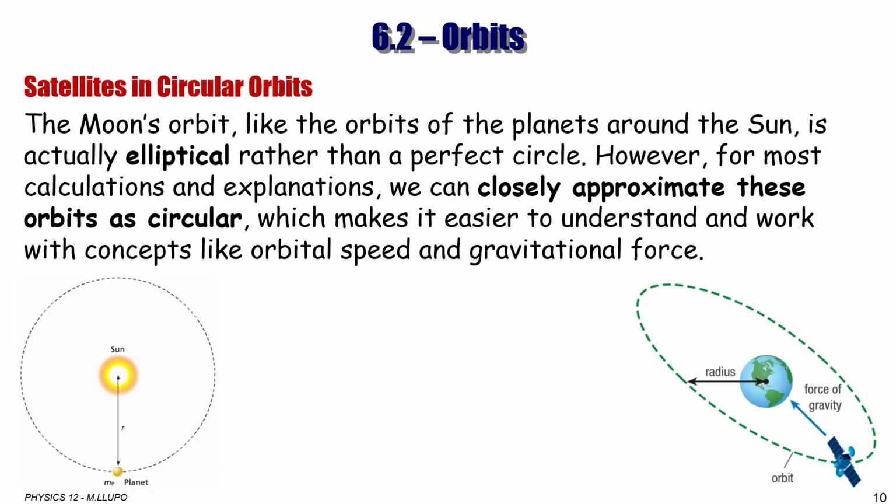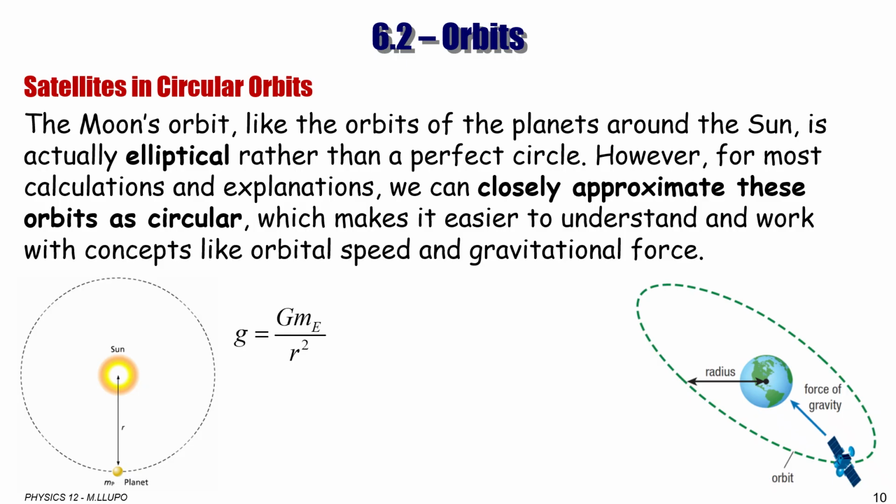The moon's orbit, like the orbit of the planets around the sun, is actually elliptical rather than a perfect circle. However, for most calculations and explanations, we can closely approximate these orbits as circular, which makes it easier to understand and work with concepts like orbital speed and gravitational force.